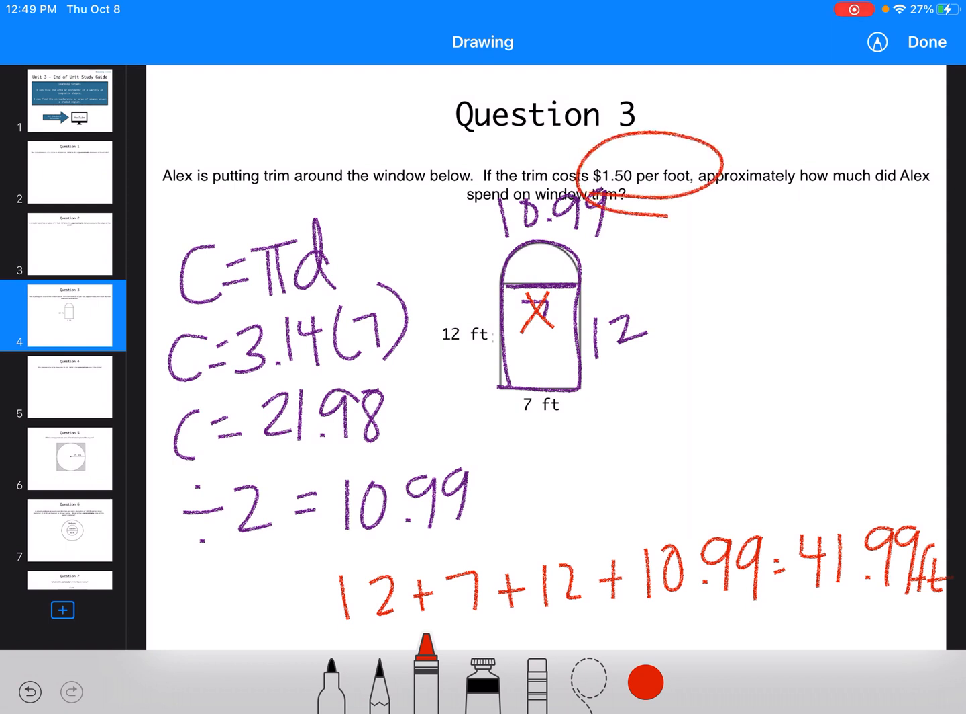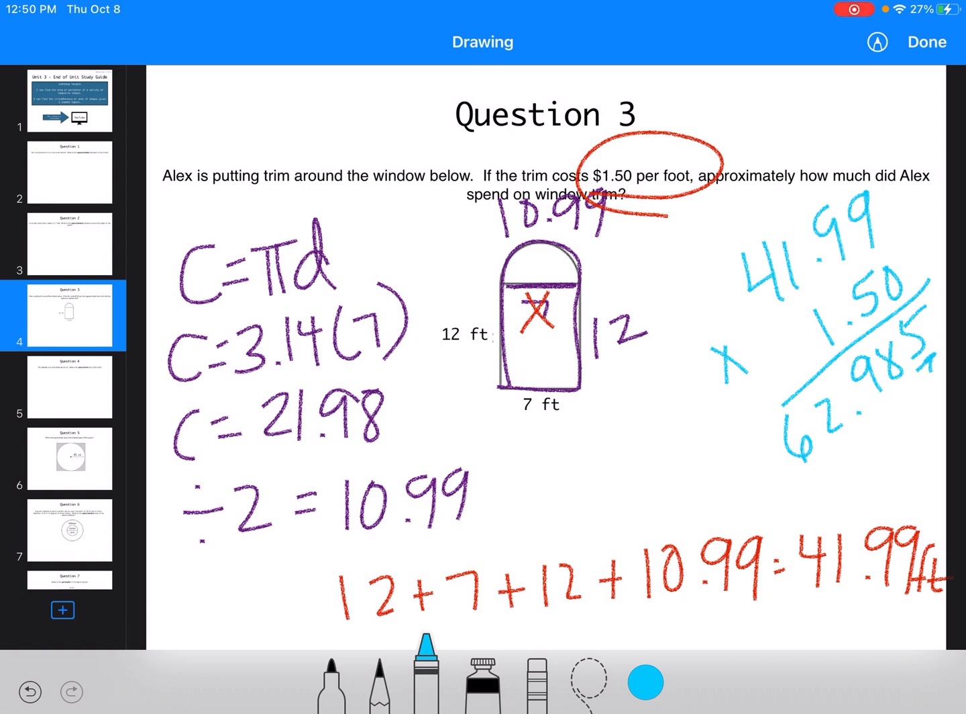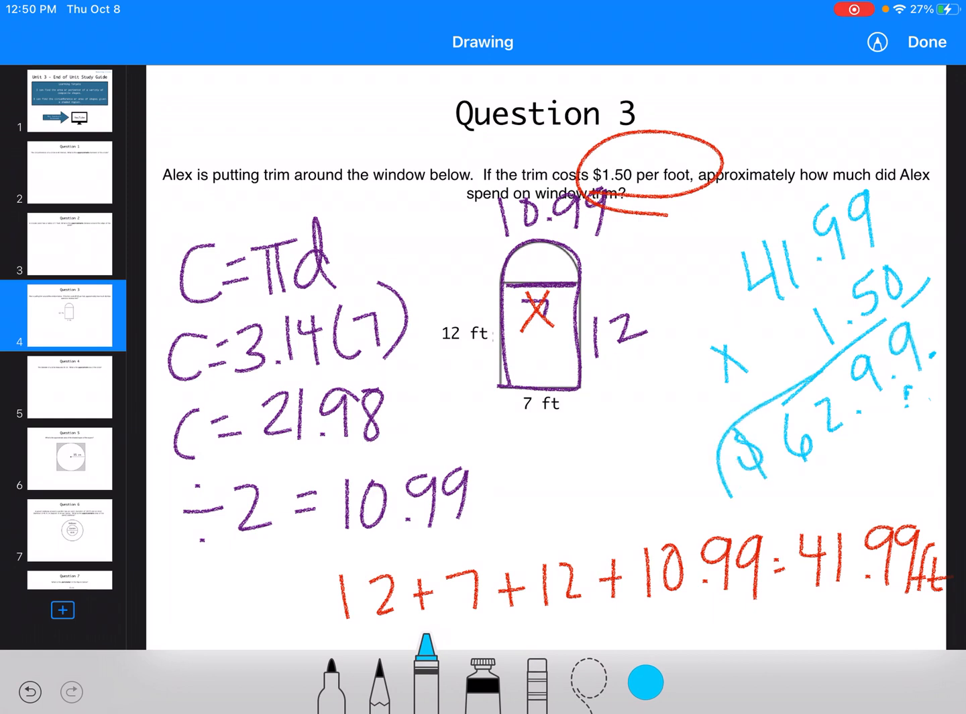So I'm going to switch colors again. So I have 41.99, and I'm going to multiply that by $1.50 because each foot is $1.50, and I have 41.99 feet. Now it's money, and I get this crazy answer, so I get 62.985. Well, the 5 tells the 8 to round up, so 62.99 is going to be my final answer.